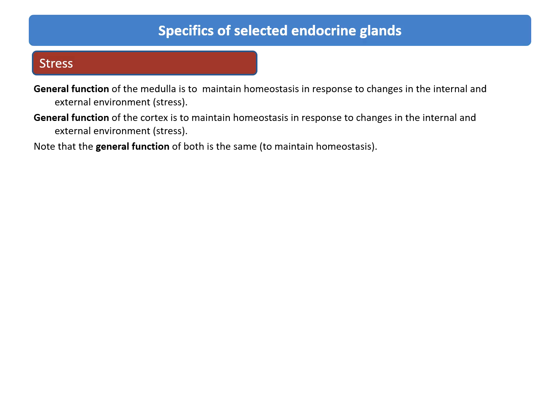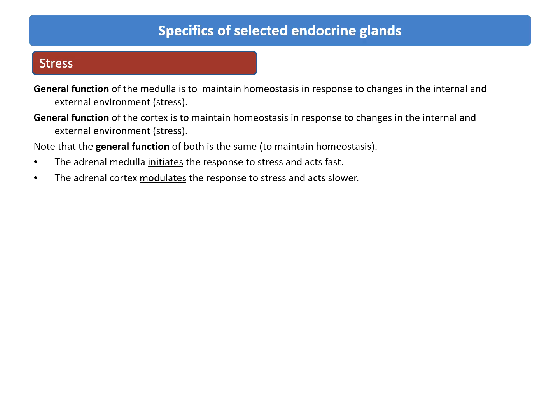Well, even though it sounds the same and both glands are involved in maintaining homeostasis, the adrenal medulla is more involved in initiating the response to stress. It tends to act quickly. The adrenal cortex, on the other hand, modulates the response to stress. It acts a little slower.